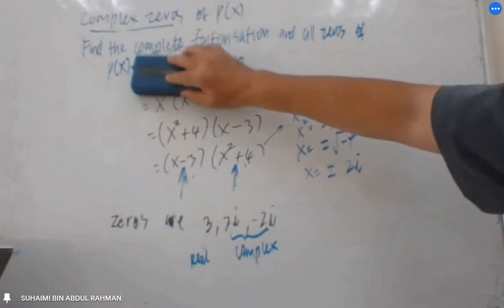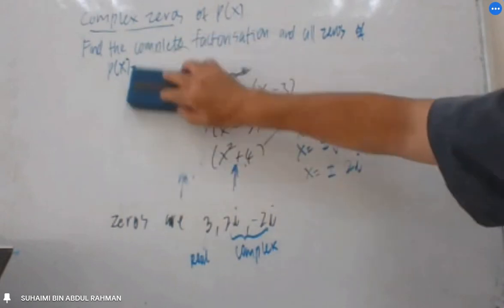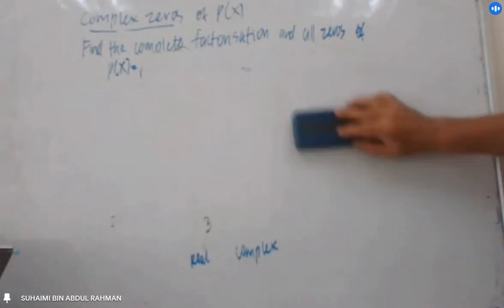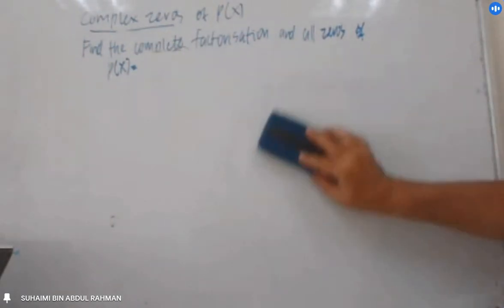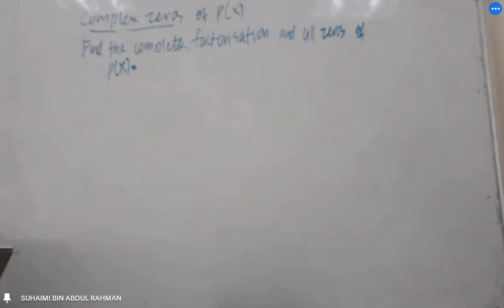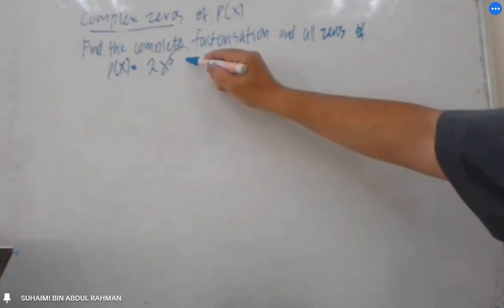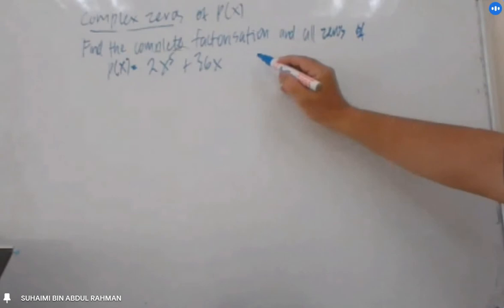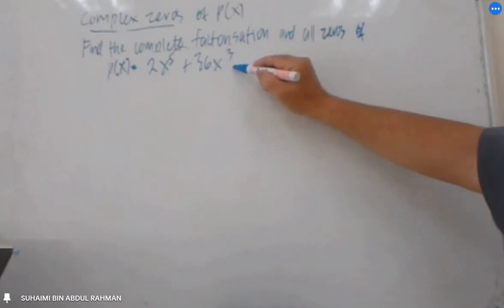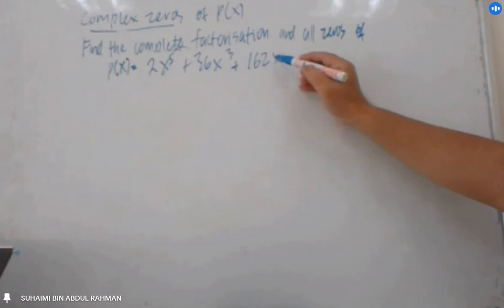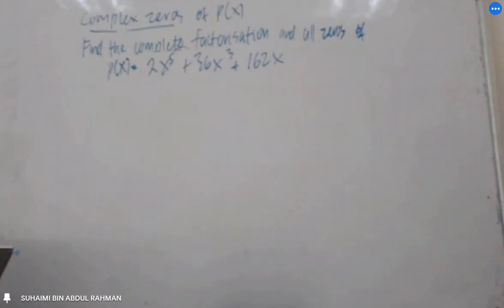Right. And let's say we have different polynomial functions. P of x is 2x to the power of 5 plus 36x cubed plus 162x. Completely factorize it, and also from that, find all the zeros.